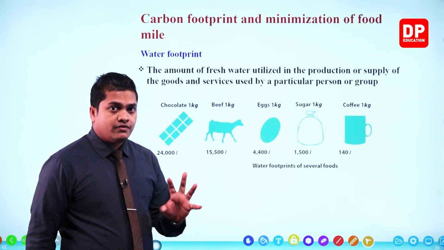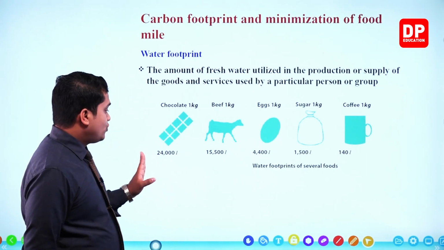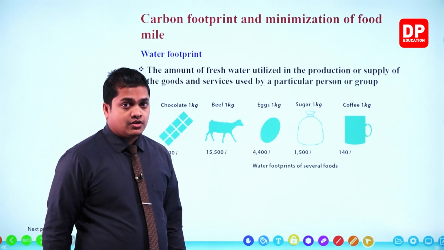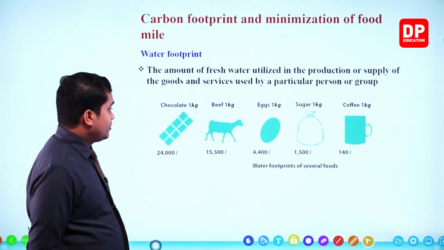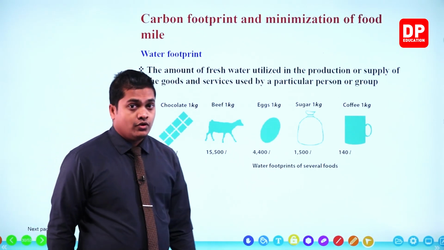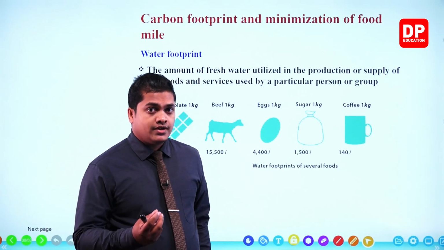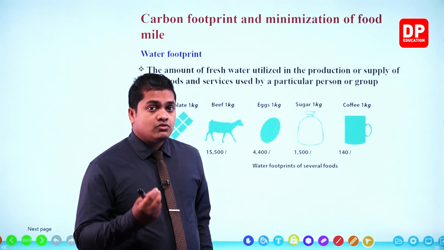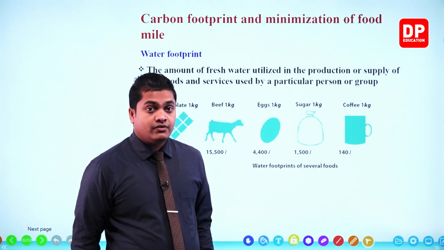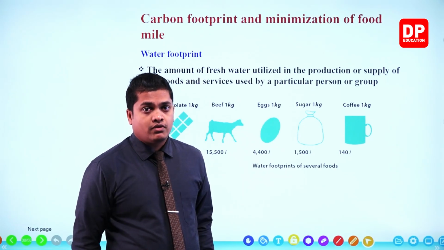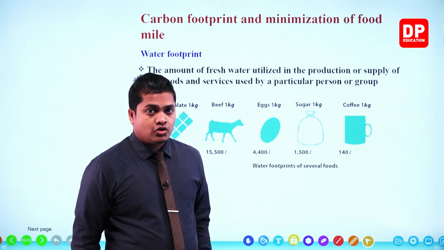So the water footprint of 1 kilogram of chocolate is 24,000 liters, my dear children. See how large it is? That means, my dear children, to produce 1 kilogram of chocolate, 24,000 liters of water is required. Okay, 24,000 liters of water is required to prepare just 1 kilogram of chocolate.